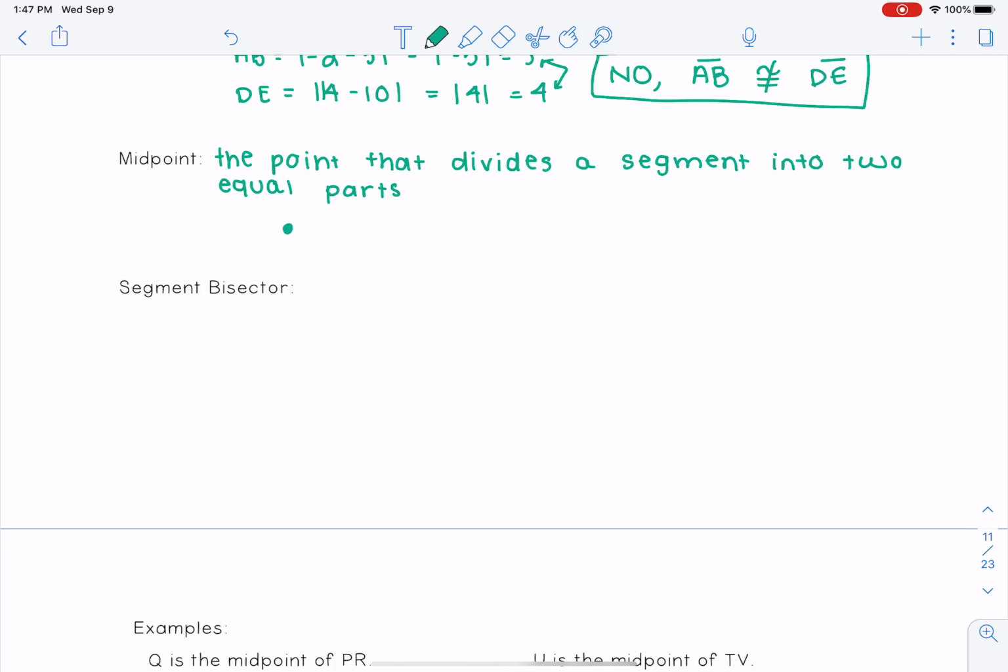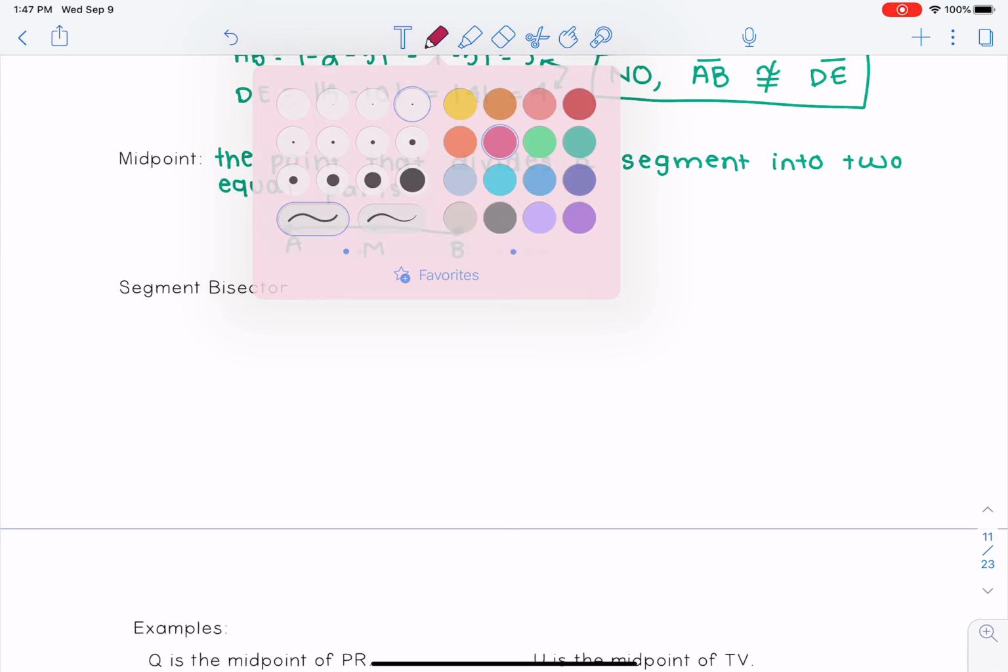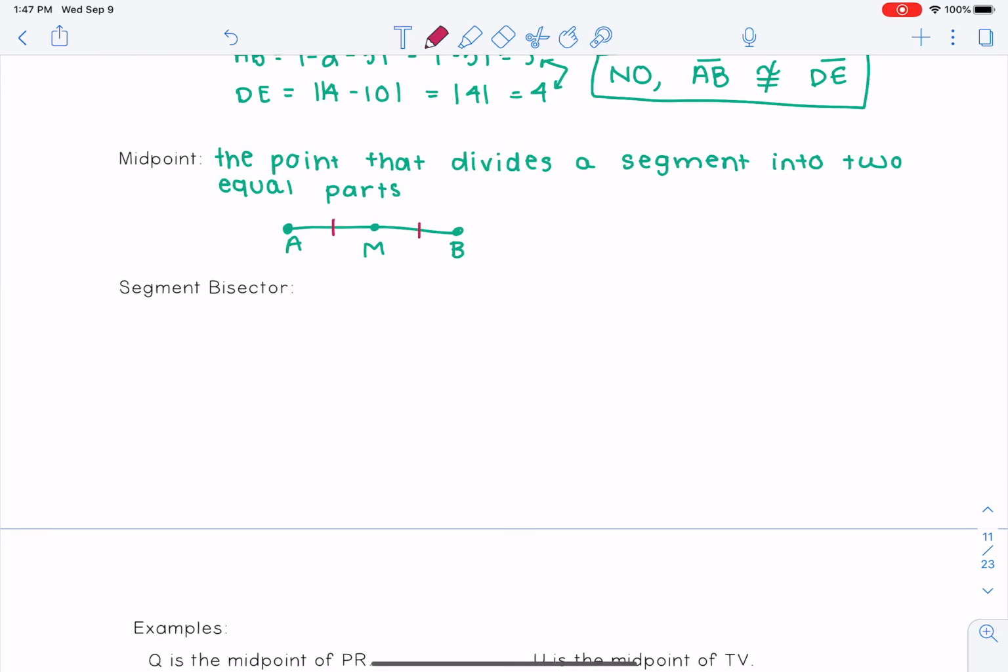So if I have A and B, my midpoint M is right in between, and it divides this into two equal parts. I use these little tick marks to show that this side's the same as this side.